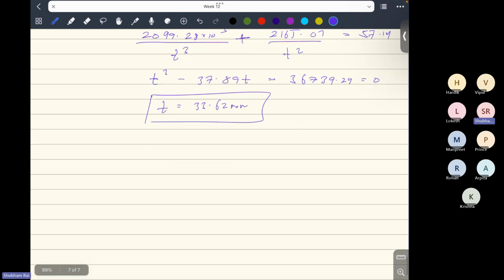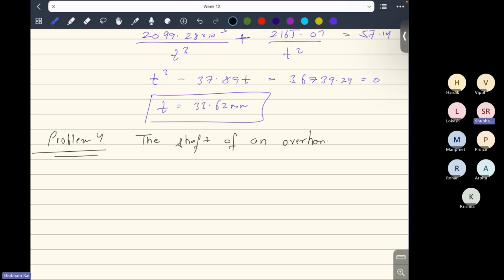So we can go to the next part. We can go to problem number 4. So problem number 4 says that the shaft of an overhang crank is subjected to a force P of 1 kilonewton and is shown in figure. I'll draw the figure.